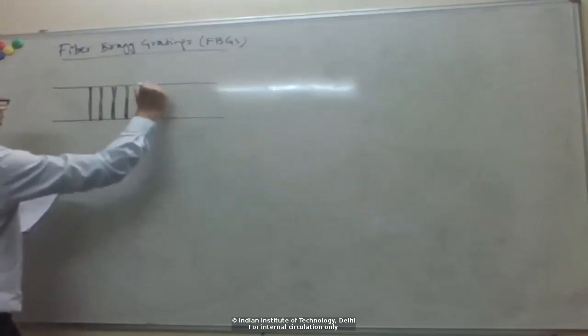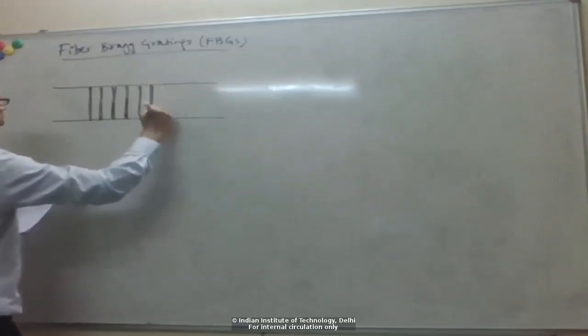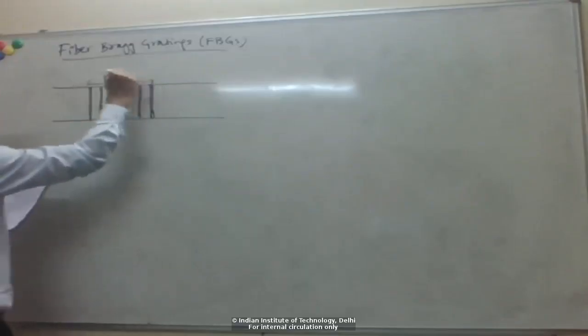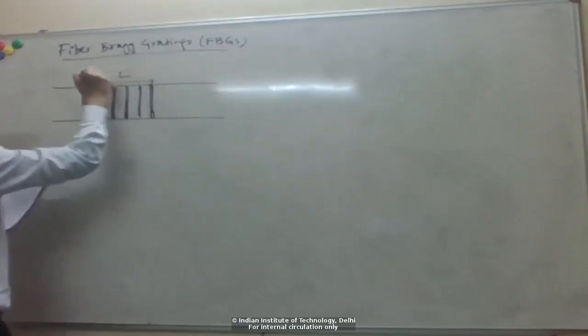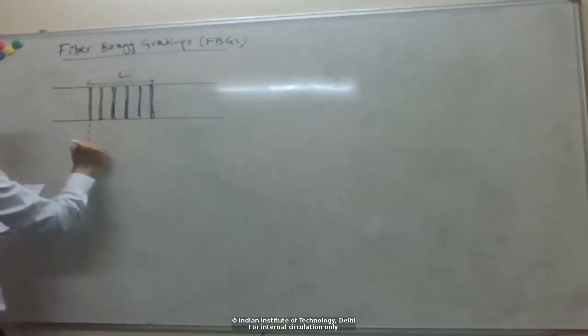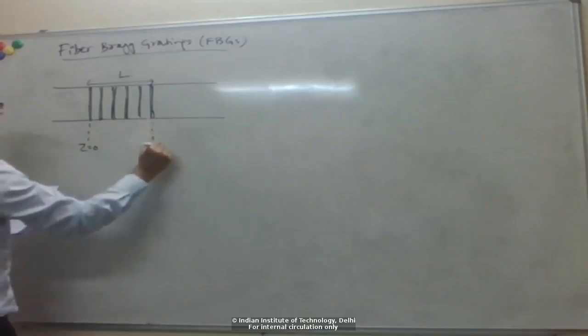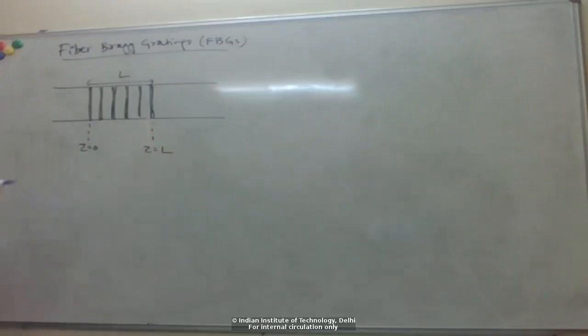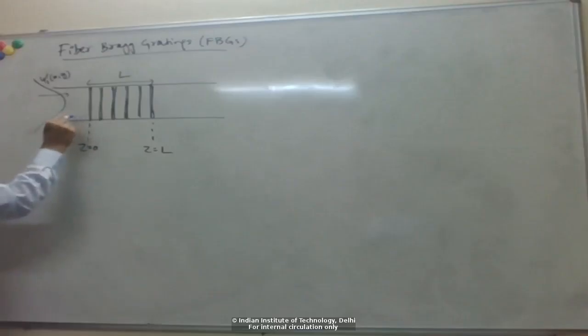using this UV light, right? So this was of some length L. And then we had an incident mode here, and then a backward propagating reflected mode.